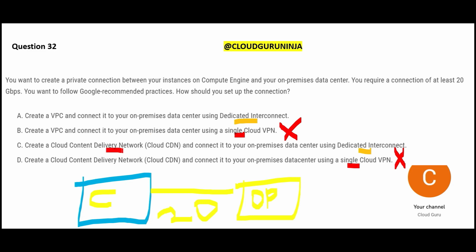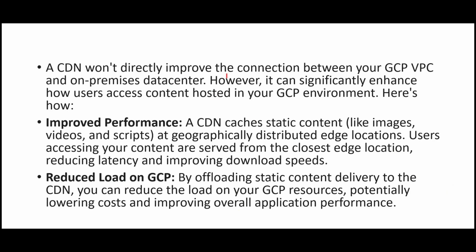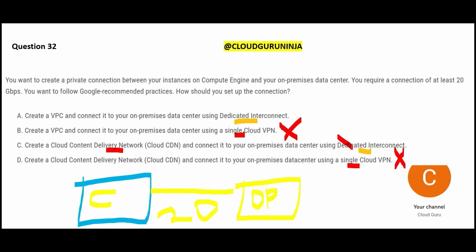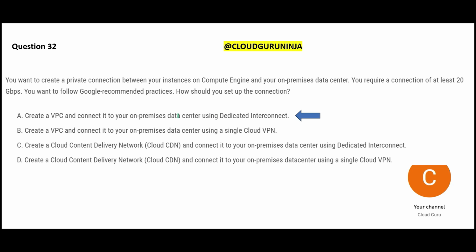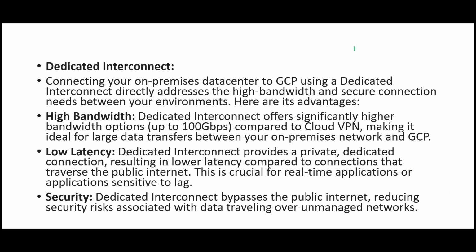Out of A and C, we should understand what a CDN is. It will not improve the connection. It is a performance solution because it caches and reduces load on GCP. But we want a solution to improve the connection. So CDN is wrong in this case. Option A would be our answer, where we would use dedicated interconnect between on-prem and GCP because it gives us high bandwidth, low latency, and very high security because it bypasses the public internet. It does not use the public internet. It uses its own network, Google's own network. So it is very secure.